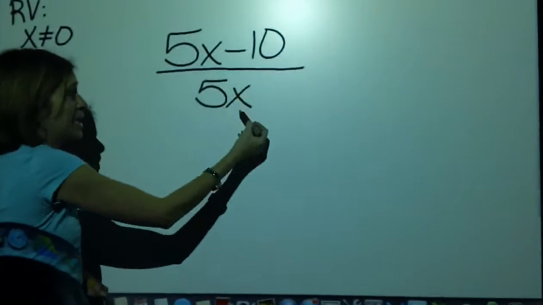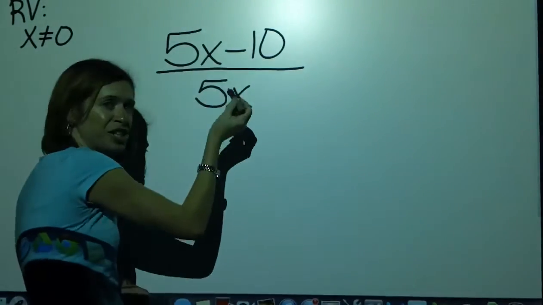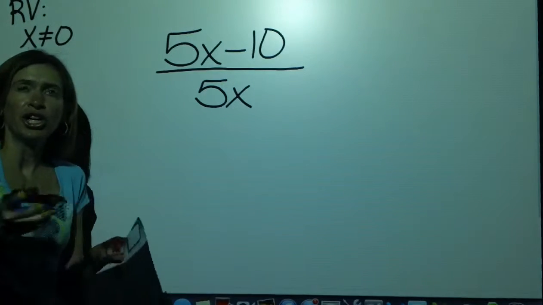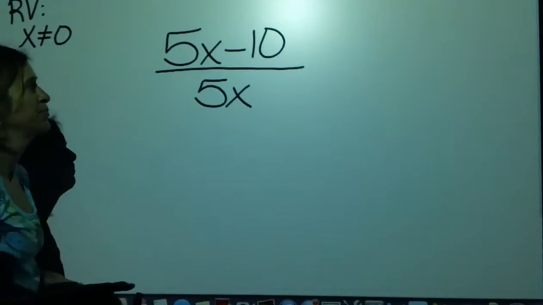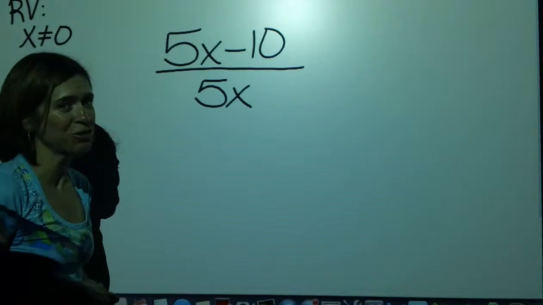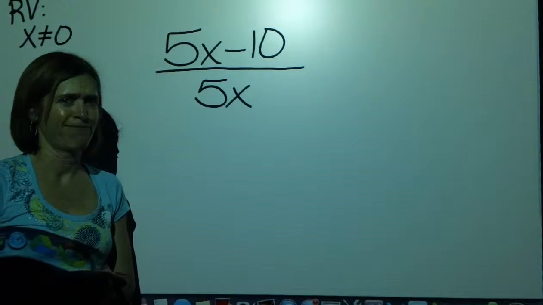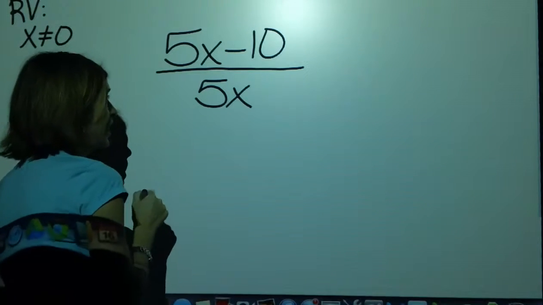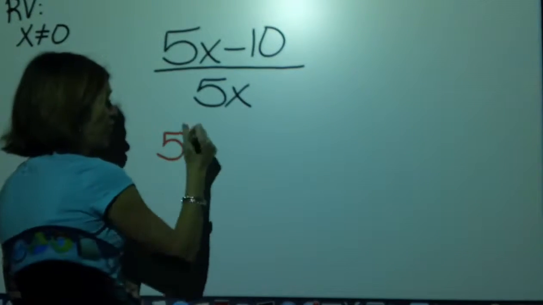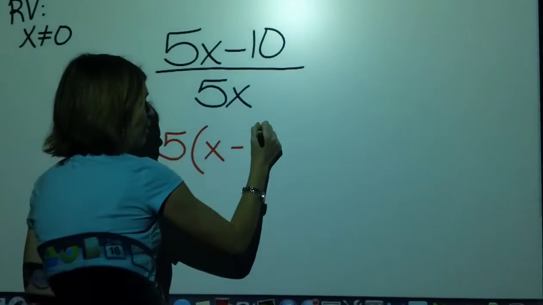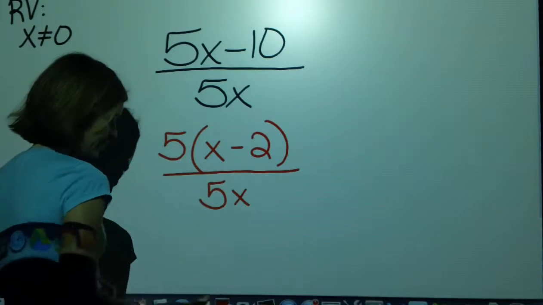We are not allowed to cancel these 5x's. Why? Because this is an expression that has subtraction. You can't just cancel through addition and subtraction. You can only do that with multiplication. So you have to use our factoring rules. And step 1 when we factor is always to take out what? I'm hoping you said it, the GCF. So in the numerator, I'm going to factor out the GCF, which is 5. And I'm left with x minus 2 all over 5x.